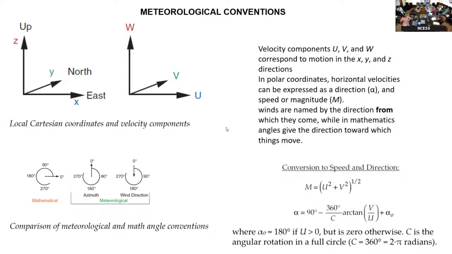In conventional mathematics, we can see that 0 degree is towards this direction, and we are moving in a counterclockwise direction for conventional mathematical purposes. But in meteorology, we will be taking 0 degree in this direction, and we will be taking the direction in a clockwise direction. That is the meteorological convention.